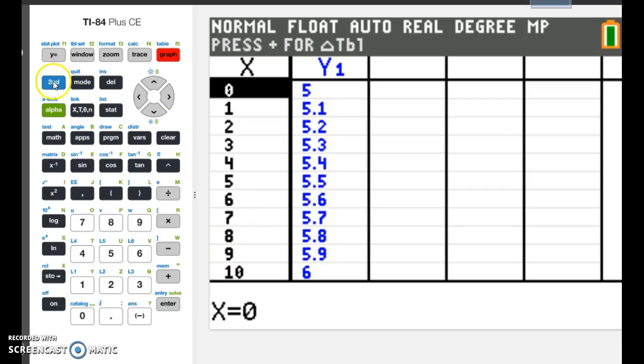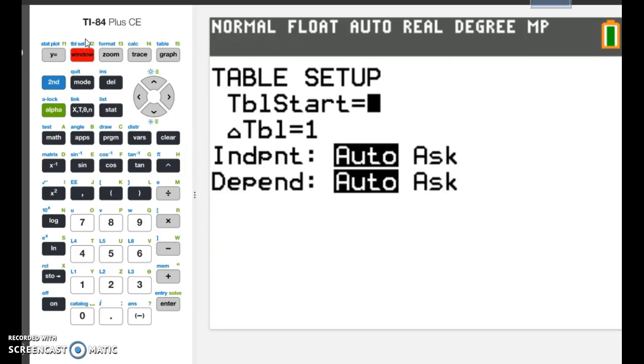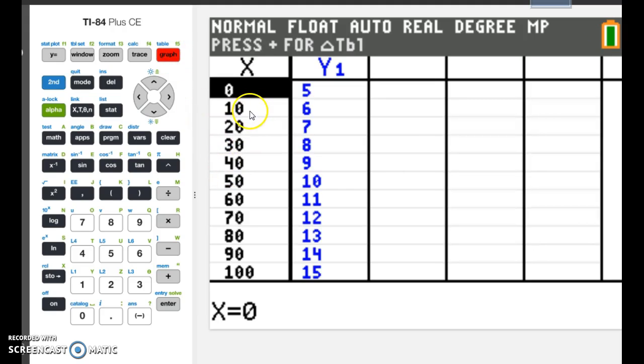If you press second and the window key, it says table set in blue up there. My table is starting at 0. Now delta table, this triangle right here, means how do I want to go up by? Well, it's set as going up by ones. I want to go by tens. So there's my tens. Let's go ahead and look at our table now. Second table. Notice it's going by tens.